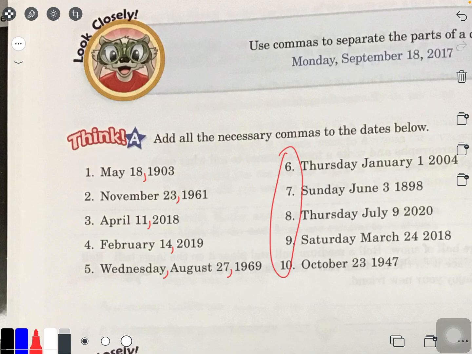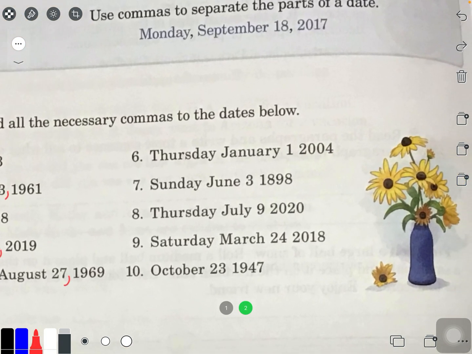Okay, are you unpaused? All right, so for number 6 through 10, you have Thursday, comma, January 1, comma, 2004. Sunday, comma, June 3rd, comma, 1898. Now, I'm not going fast. You should have done this all on your own, like paused it. And again, if you ever need to pause the video or rewind, feel free to do that.